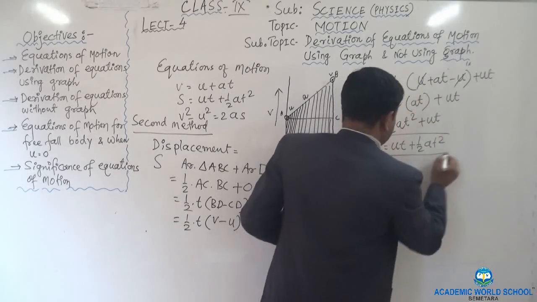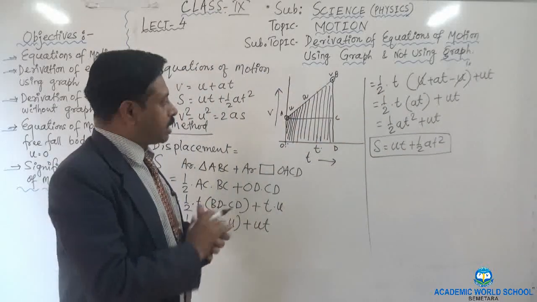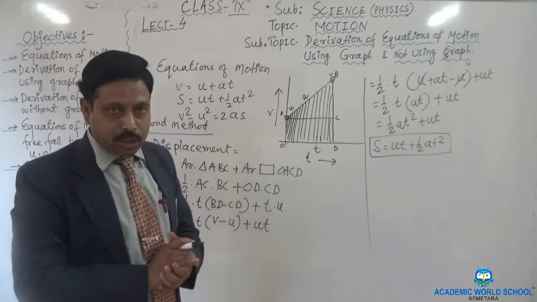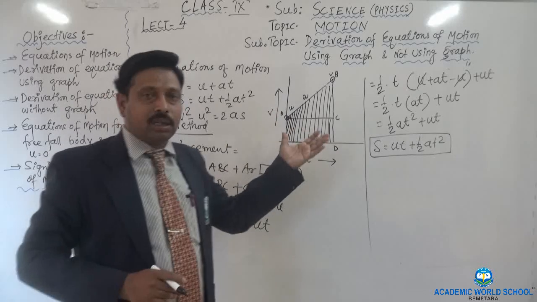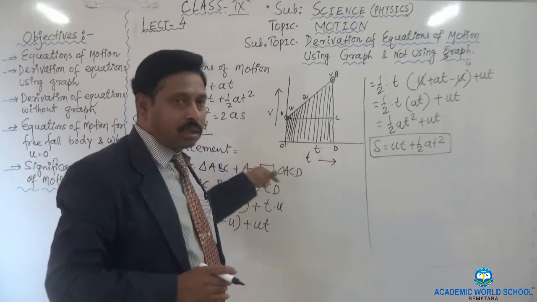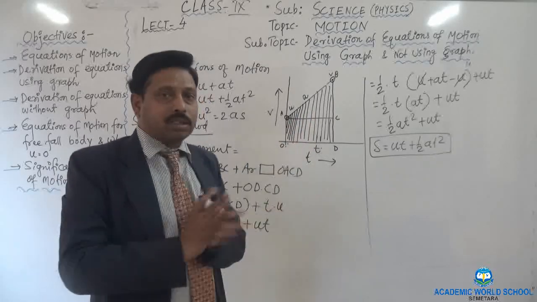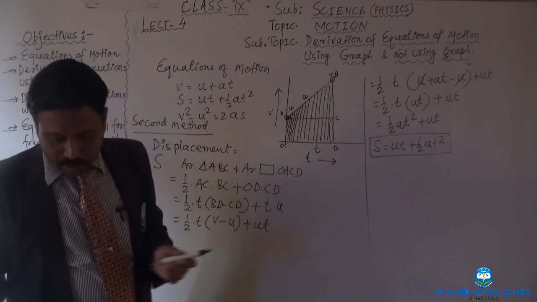So this is the second method to find out, you can say, the derivation of the second equation, S equal to UT plus half AT square. Well, to summarize this, in the first method we are considering the area of the trapezium, but in the second method we are considering the area of the triangle and the area of the rectangle, and both are summed up.